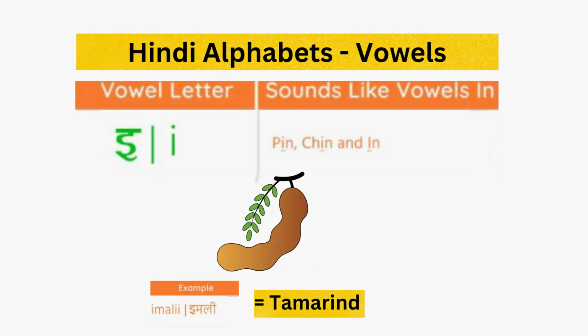The third vowel in the Hindi alphabet is I. It is similar to how you pronounce vowels in words like pin, chin, and in. The I is understressed to make the sound. The Hindi word imli, which means tamarind, starts with the letter I.